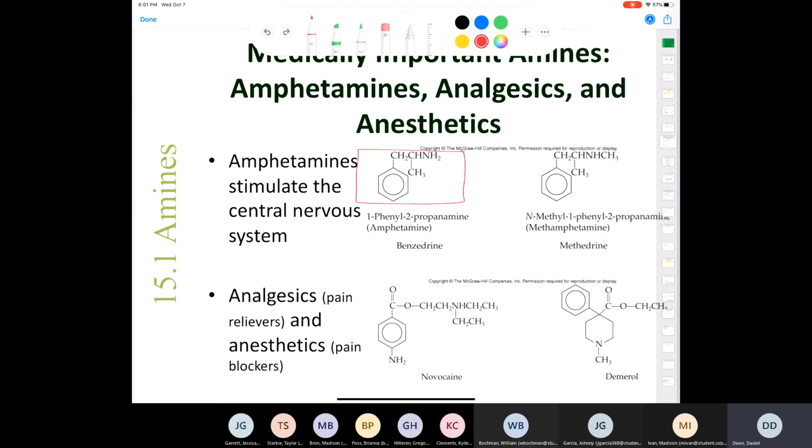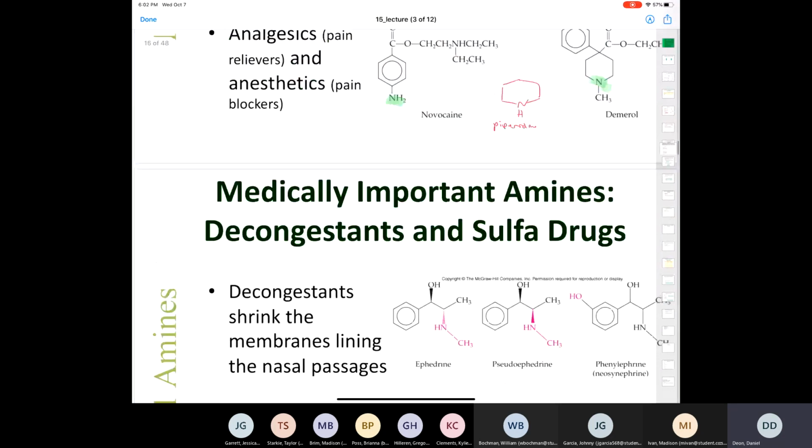Also, analgesics, which are pain relievers, and anesthetics, which are pain blockers, often have amines in them. Things like Novocaine. If you've ever been to the dentist, you may have been given Novocaine in the past, or Demerol. You can see how we have amines here. Novocaine is an aniline derivative, and Demerol has a 6-membered ring that's not aromatic. It's got a nitrogen in it. A cyclic amine like this has a name: it's called piperidine. I don't think you have to have that memorized in this class, but piperidine.